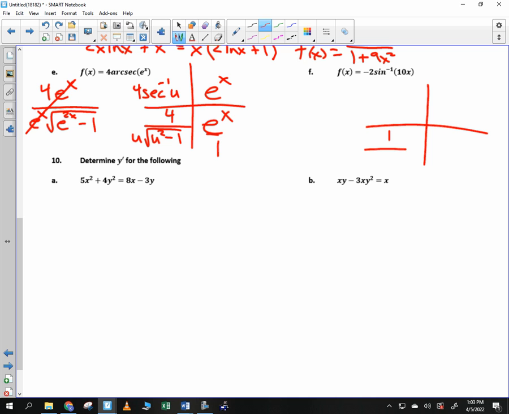1 over. Good. Yep. That's the derivative of arc sine. It's the same process. We've spent enough time on that. Let's move along. Great. We want to find y prime.